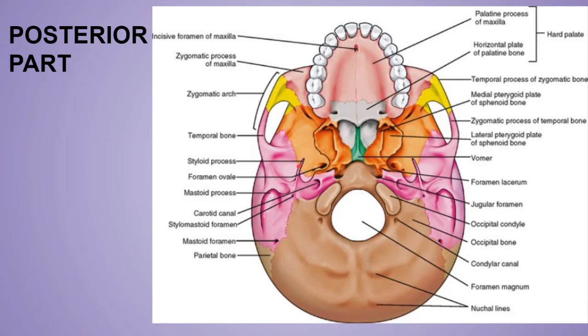Now the styloid process. This is the styloid process. At the posterior end of the root of the styloid process we will be having one foramen known as the stylomastoid foramen. This is the stylomastoid foramen. Okay, now the mastoid process. This is the mastoid process, as you can see.